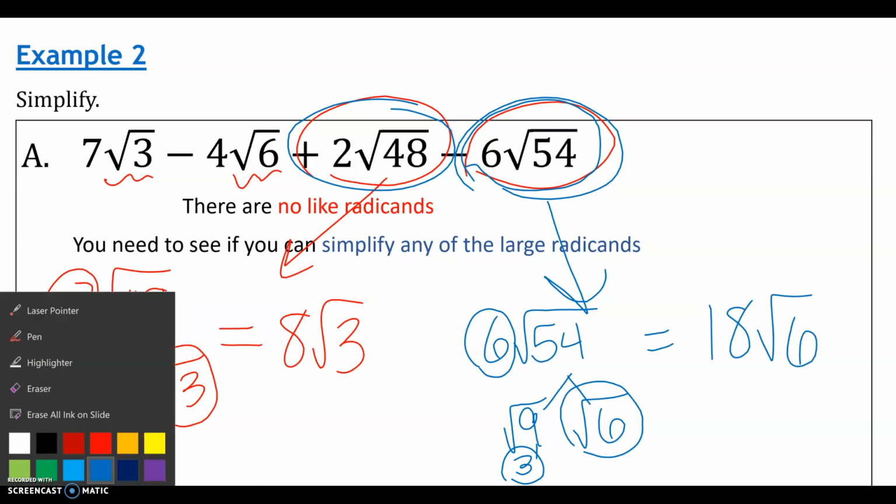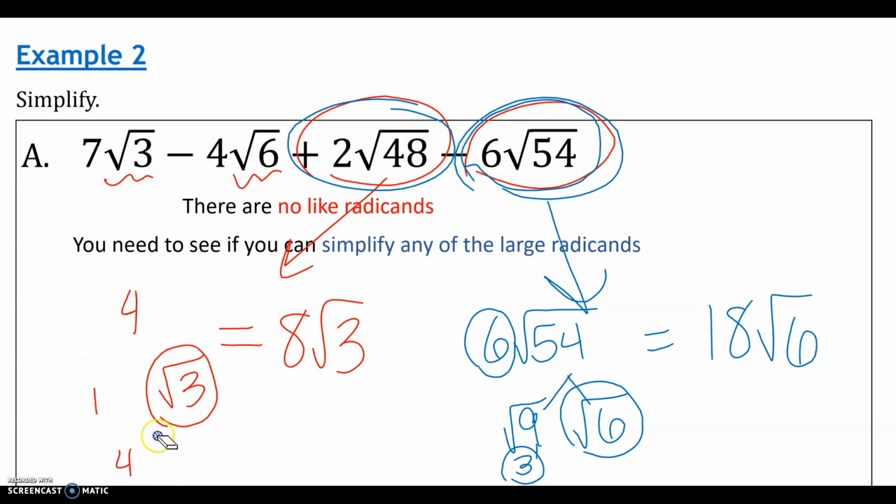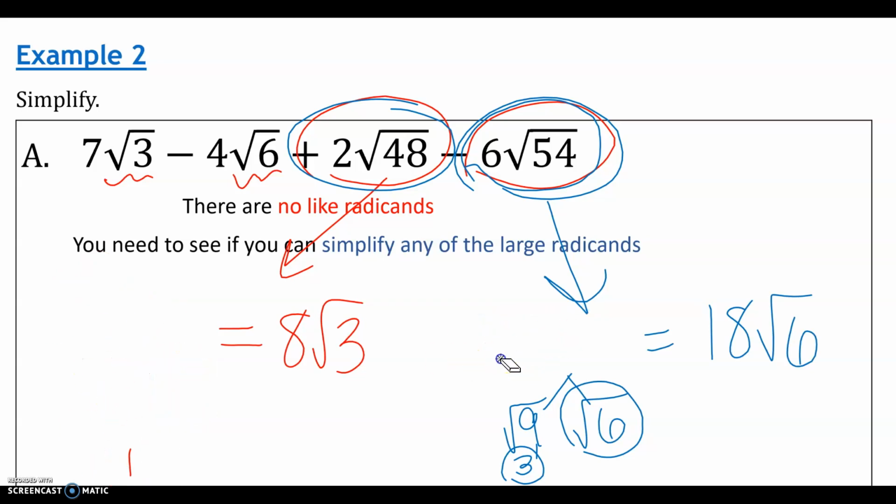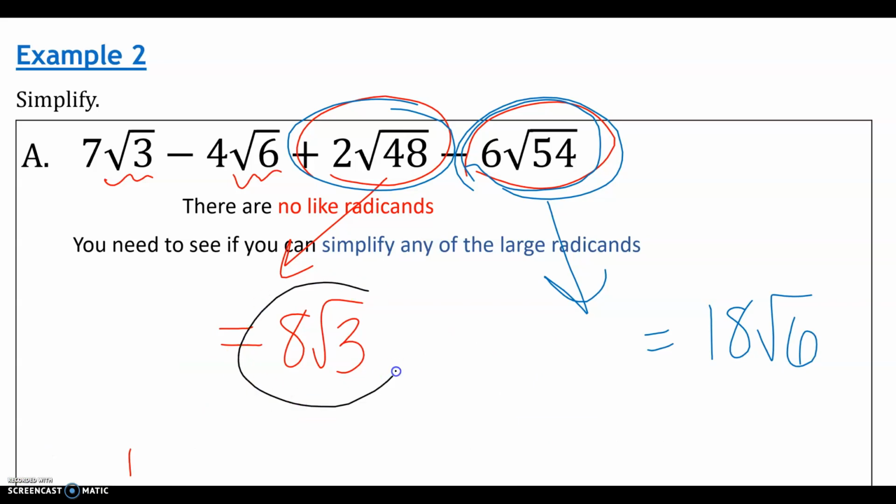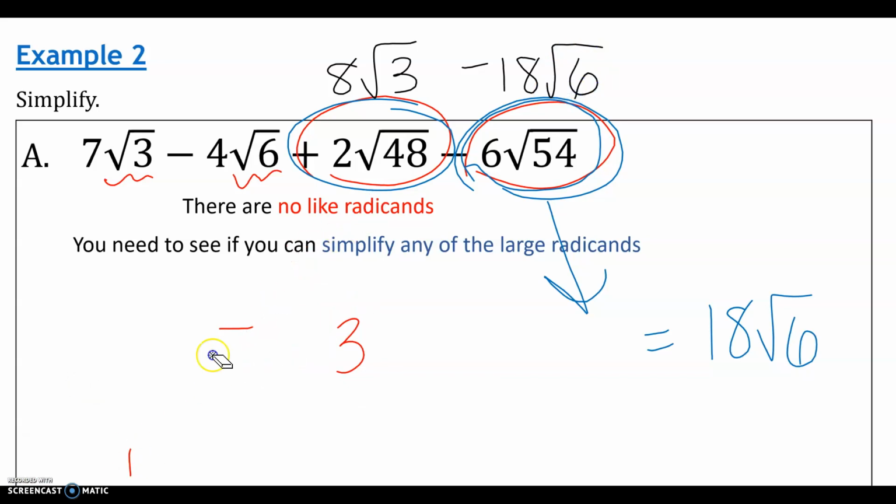So I'm just going to erase all of this because I'm done with it. I'm going to erase all of this because I'm done with it. And I'm going to rewrite this up here because now that's the new problem. And this is a negative 18 radical 6. So again, I'm just going to get rid of all of this.